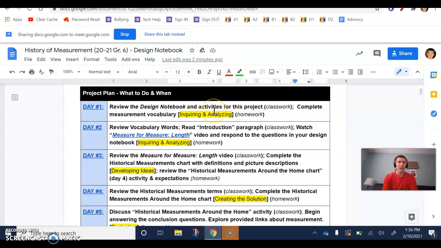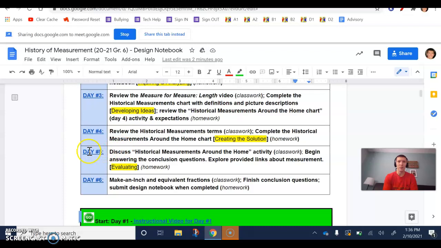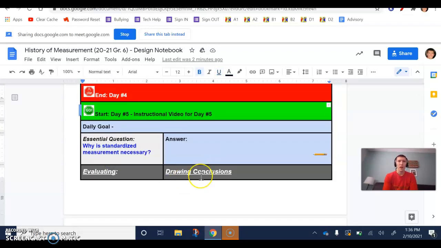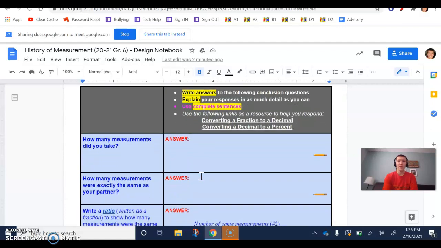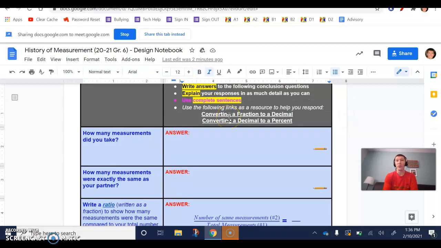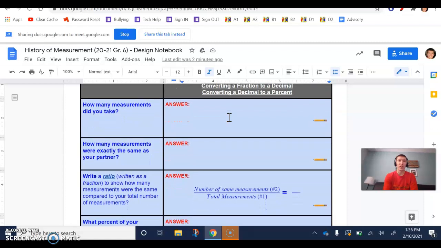We're at the History of Measurement Design Notebook, and remember day number 5. So I can click on day number 5 here. That'll take me straight to where I need to be. And for this, we have evaluating questions, and we're going to explain the answers in as much detail as we can, use complete sentences, and then there are some links here, a few others down below that we will refer to help us. So the first question, and a lot of these are going to be talking about your measuring activity from day number 4.